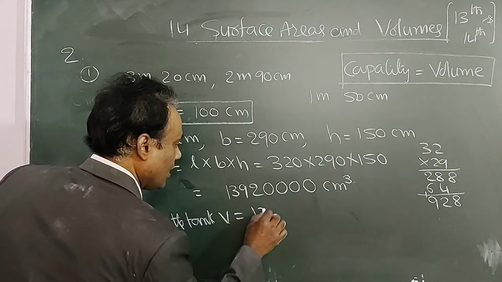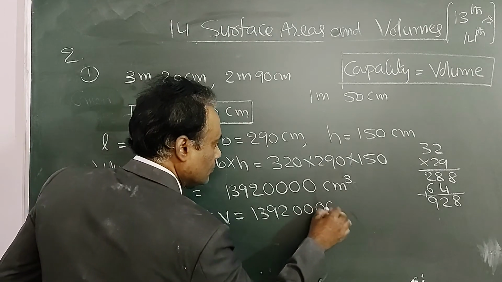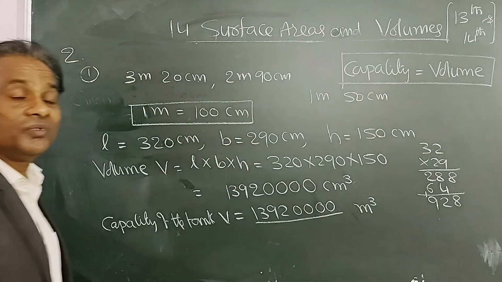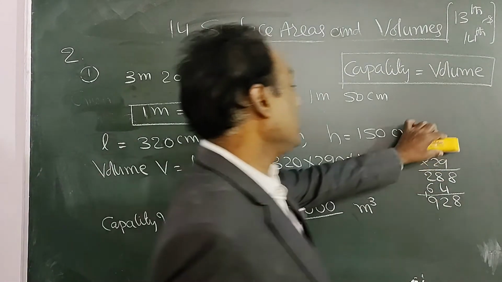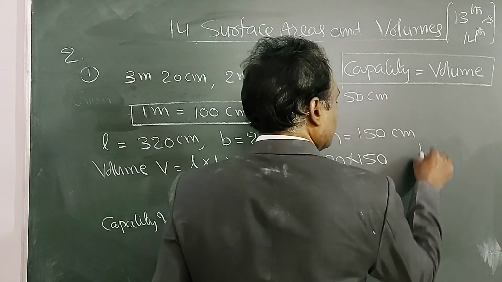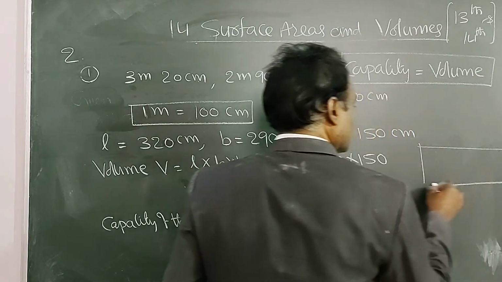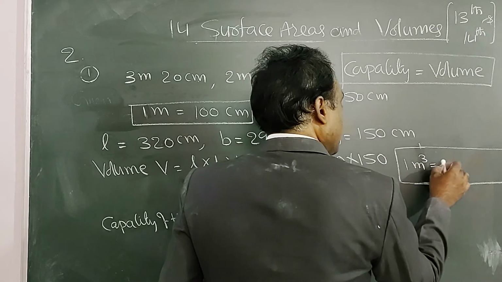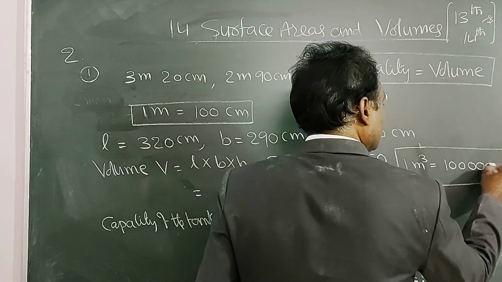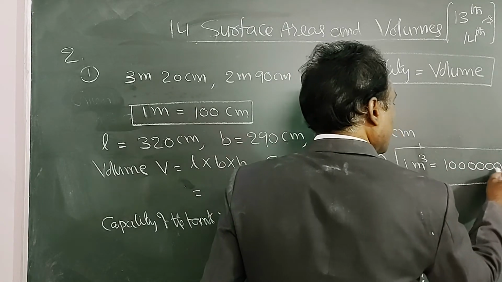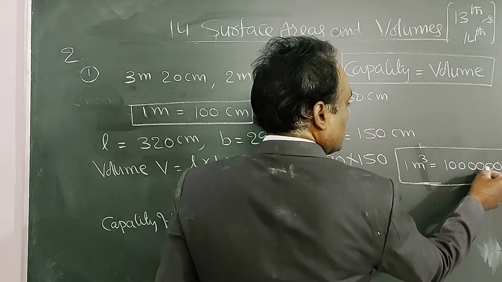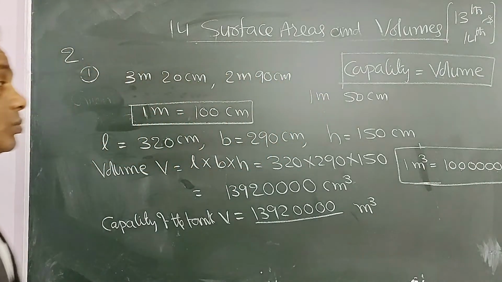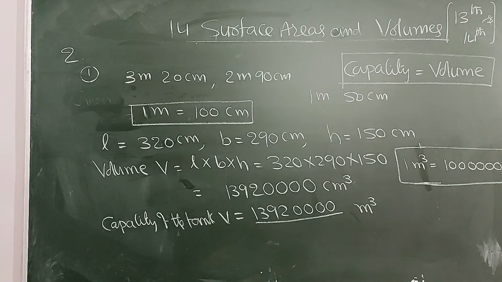See here, students, how to convert the centimeter cube into meter cube. Now I am getting the answer in centimeter cube, so to convert it into meter cube, remember this. 1 meter cube is equal to: units, tens, hundreds, thousands, 10,000, 1 lakh, 10 lakhs. 1 meter cube is equal to 10 lakh centimeter cube.